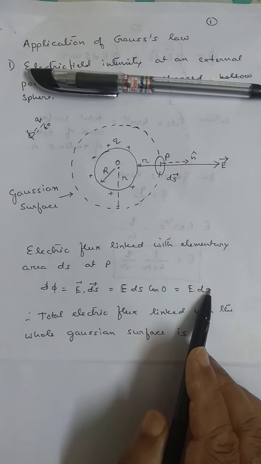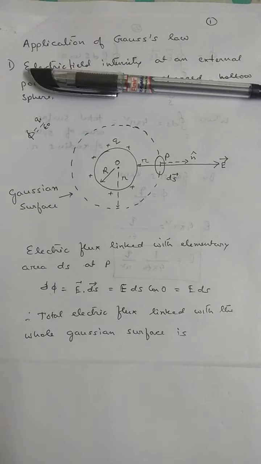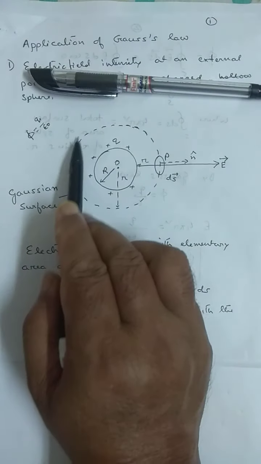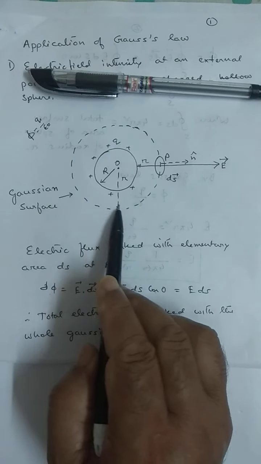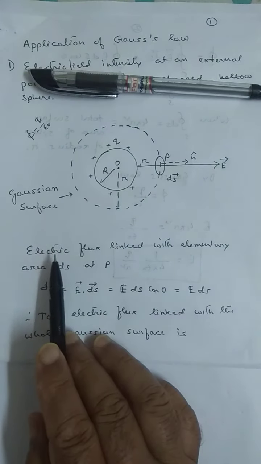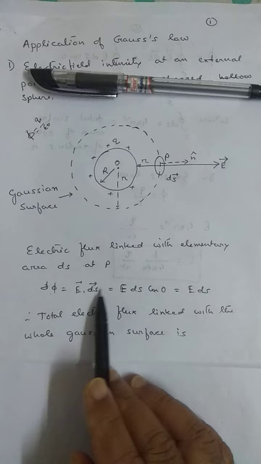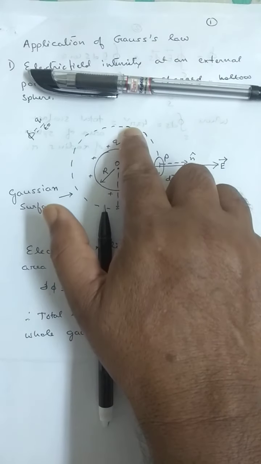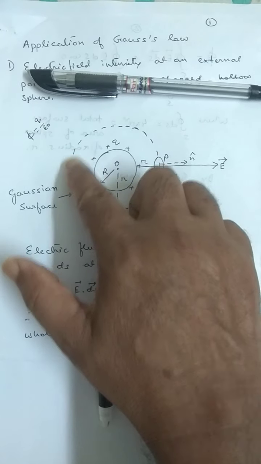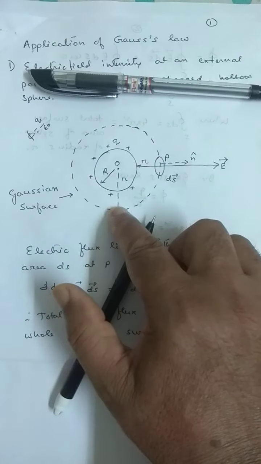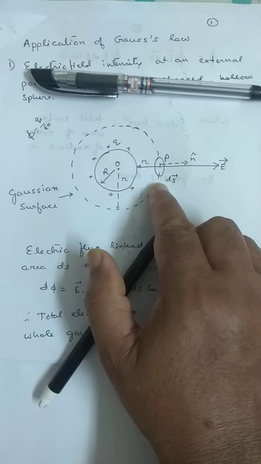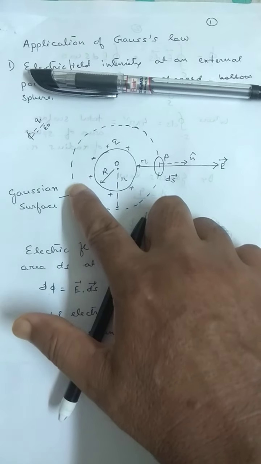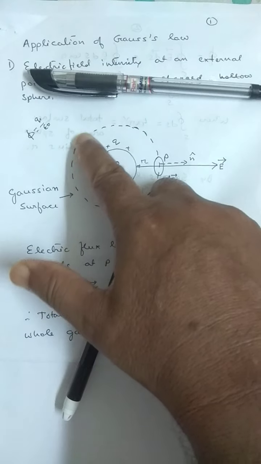Therefore, E ds. But what is the characteristic of a Gaussian surface? At every point on it, the electric field has the same value. I calculate this flux here. So in this way, at every point on this Gaussian surface, I consider the electric flux linked with every elementary area that we may consider here.